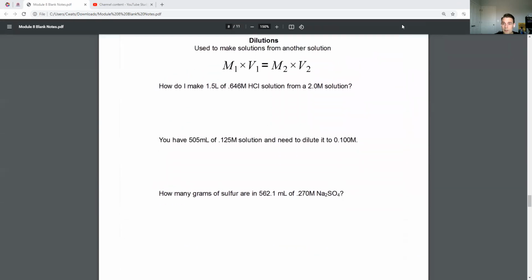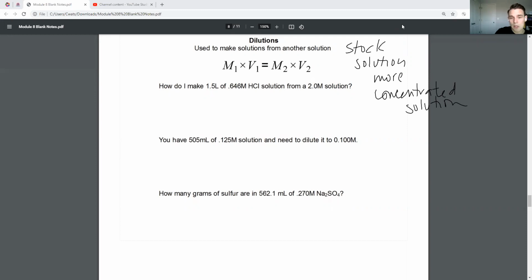And then we have dilutions. Dilutions are when you make a solution from a more concentrated solution. So you're taking what's referred to as a stock solution, which is the more concentrated. And basically, you're adding water to it in order for it to dilute to a lower concentration. So the formula is M1V1 equals M2V2. Just keep the more concentrated and the less concentrated things together.